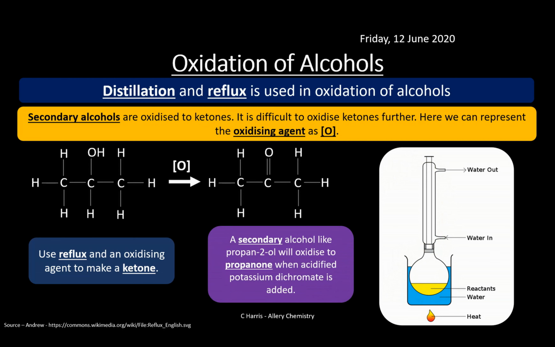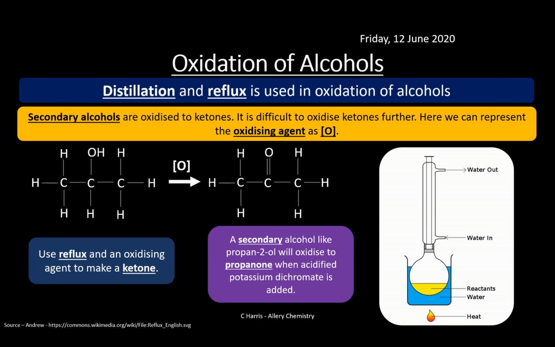Okay, so your secondary alcohol, propan-2-ol, will produce propanone, and this is when acidified potassium dichromate is used, exactly the same oxidizing agent as what we'd seen before. So we know what we've produced here. We know how to make an aldehyde and what method we need, we know how to make a carboxylic acid, and we know how to make a ketone from a secondary alcohol, and we know the method for that.